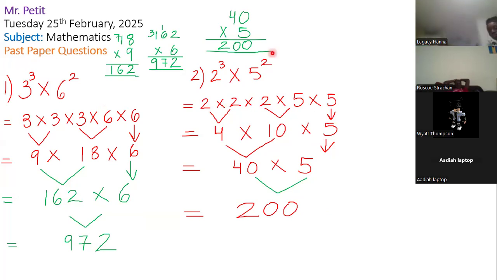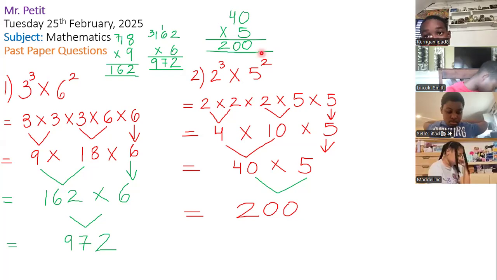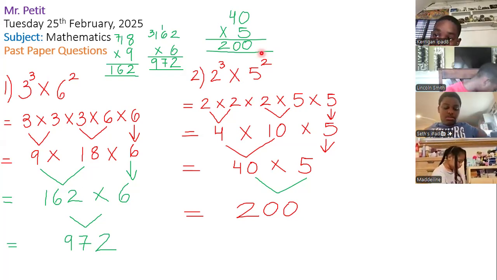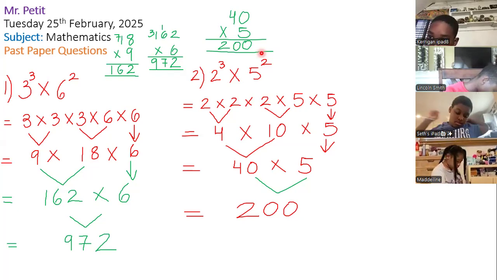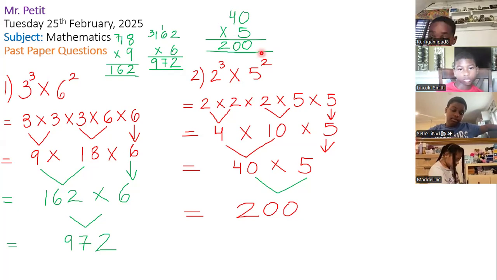So you multiply 2 to the power of 3 times 5 to the power of 2. So you did 2 times 2 times 2. 2 times 2 is 4, and then 2 times 5 is 10. 4 times 10 is 40. You bring the 5 down, and then 40 times 5 is 200. Very good. Let's do one more.